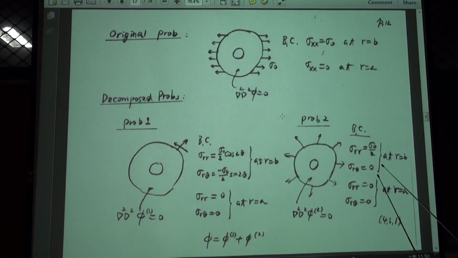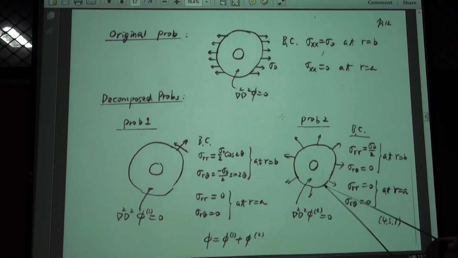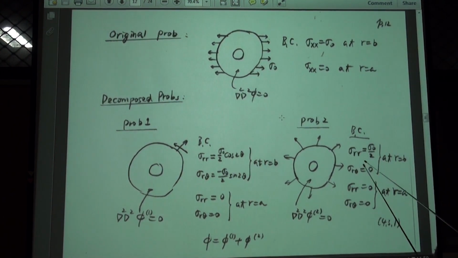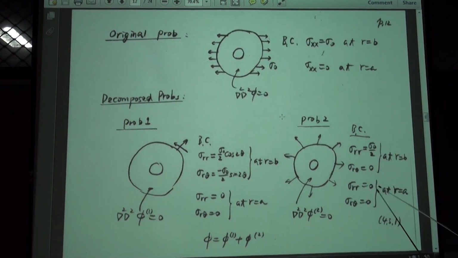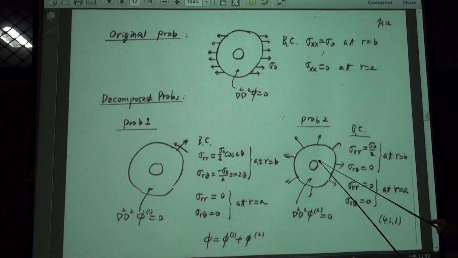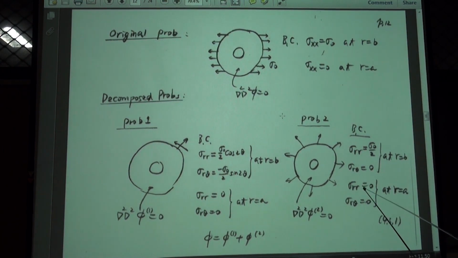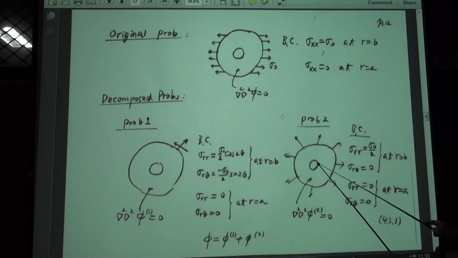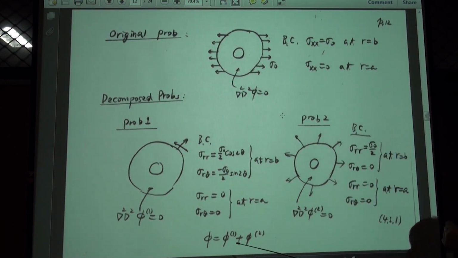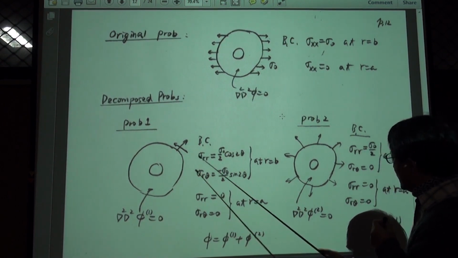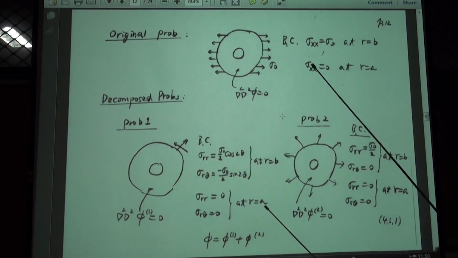For problem 2, we have these boundary conditions. At R equals B, the outer boundary, sigma R equals sigma 0 over 2, sigma R theta equals 0. And at R equals A, inside the plane, the small hole, sigma R equals 0, low traction here, low normal stress here, and low shear stress here. Okay, the stress function is phi 1, and the stress function is phi 2, and phi 1 plus phi 2 equals phi.